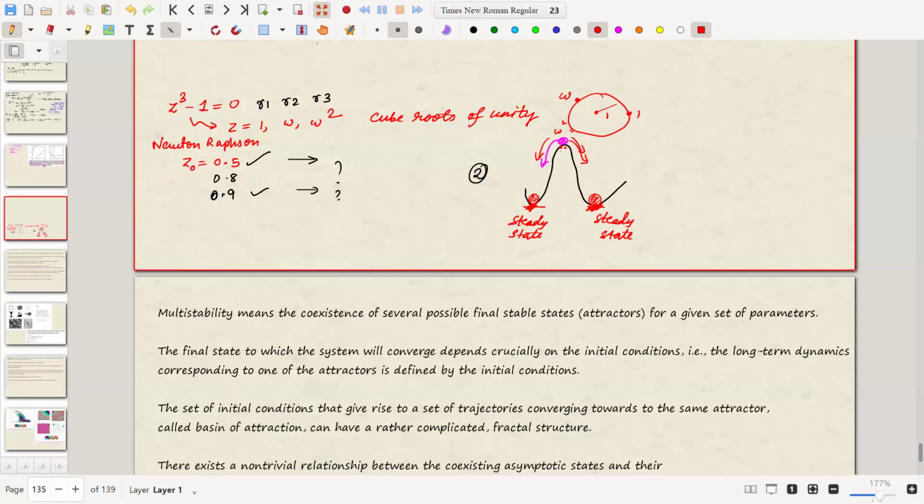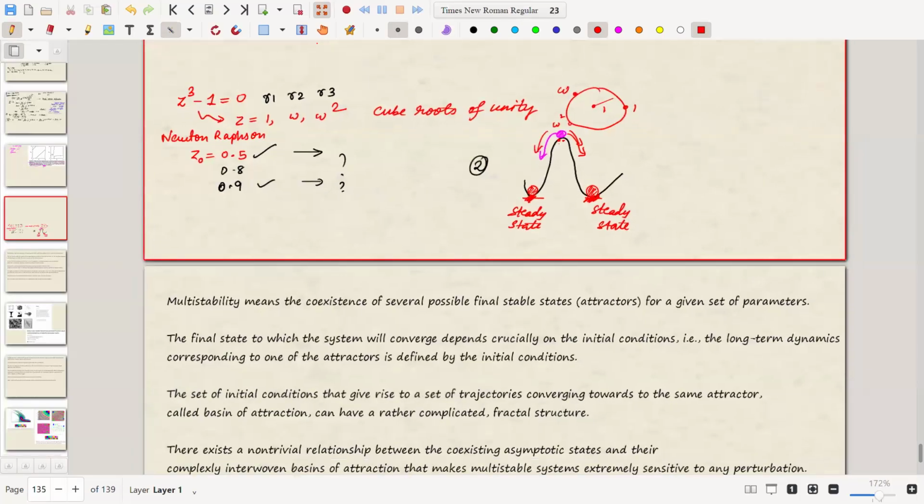So your human body is a very good example of multistability. Whether you say it or not, your heart beats. Whether you say it or not, your blood flows. Whether you say it or not, you get signals to your mind, your neurons fire, everything happens at the same time.